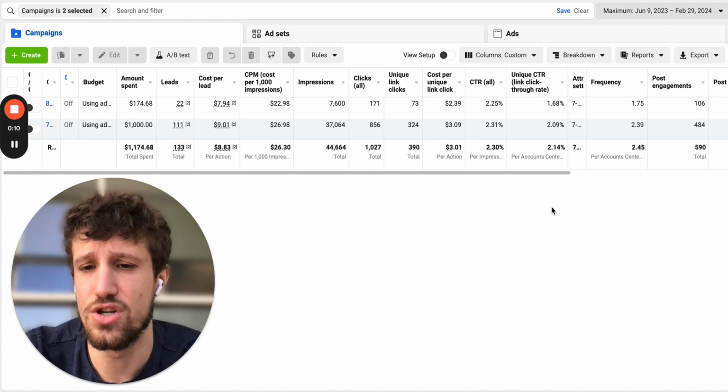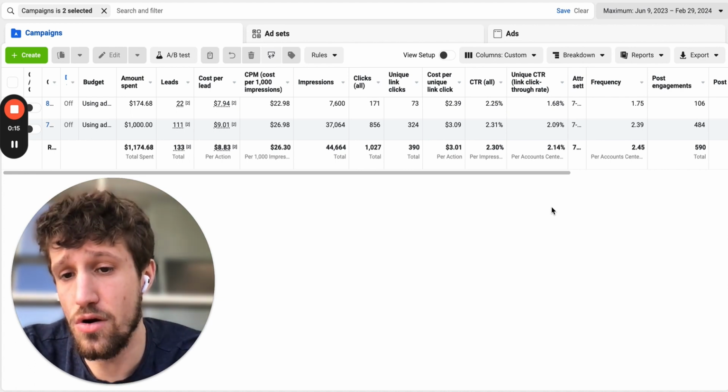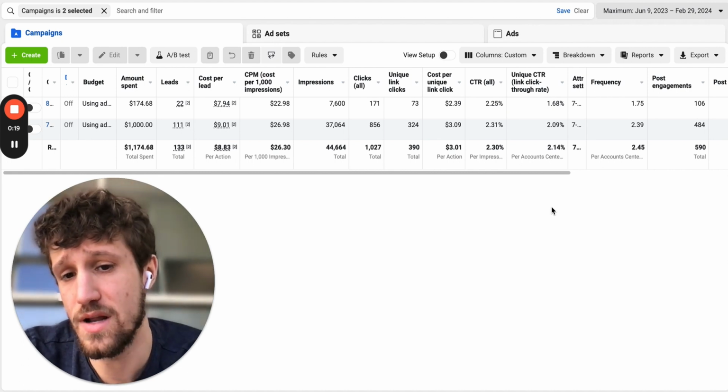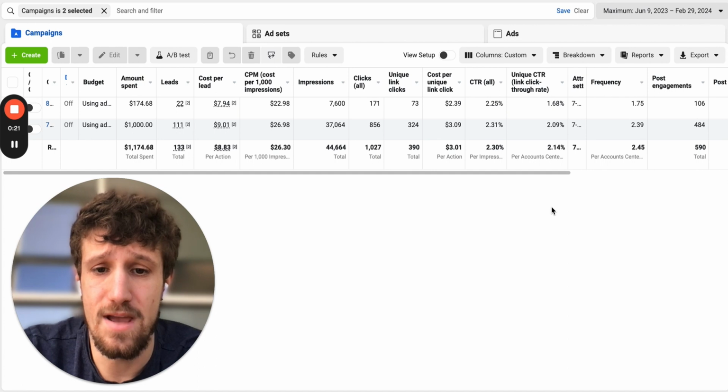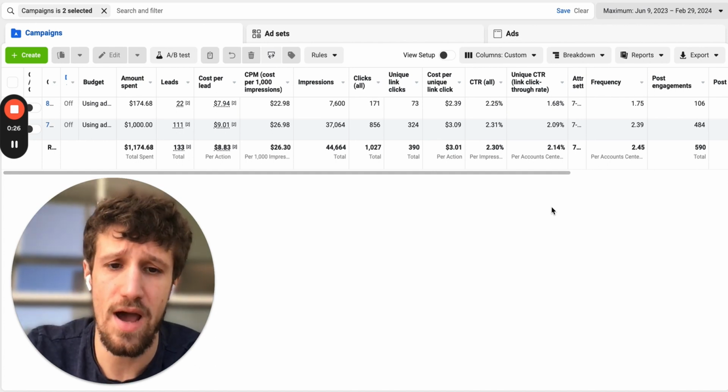And this result was achieved a couple months ago, but we spent a little over $1,100 and we got over 130 leads at about a cost per lead of $8.83. And we were able to get over 44,000 impressions, which are just people seeing your ad, seeing your post, seeing your practice.